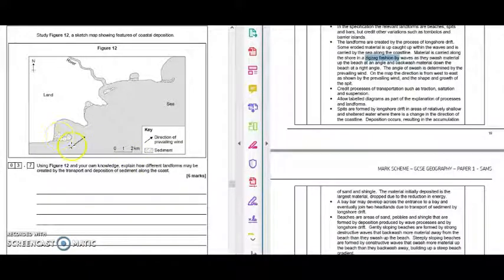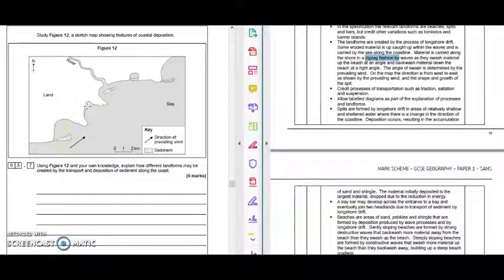Now, as we can see here, this spit is around about 2 kilometers long. You could say at that point, the prevailing wind must have changed direction because it's become a curved spit. And that happens when the wind goes from that direction to that direction. Get this curve here. So we could reference that.